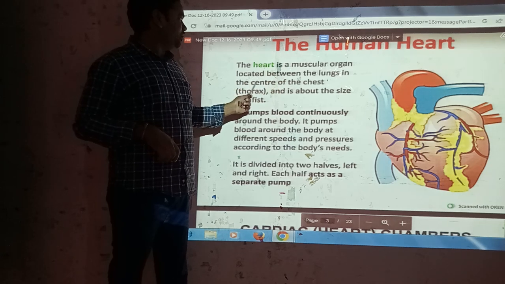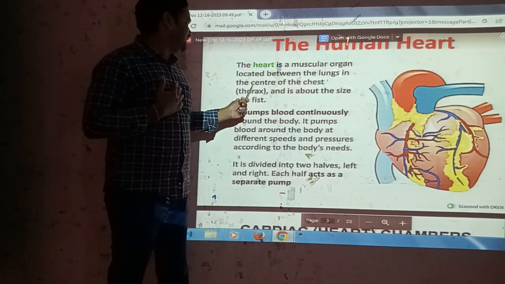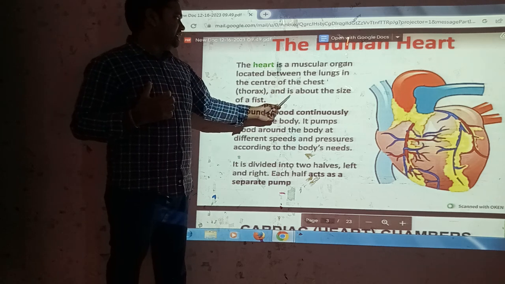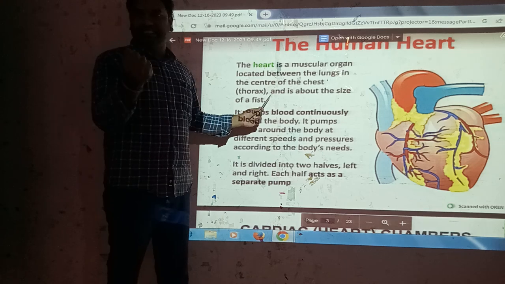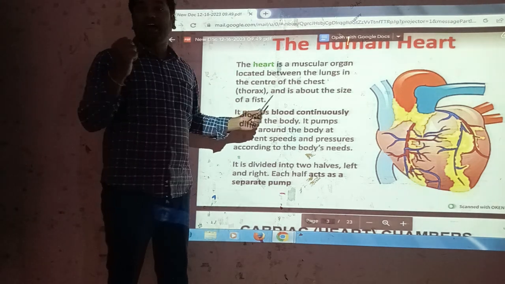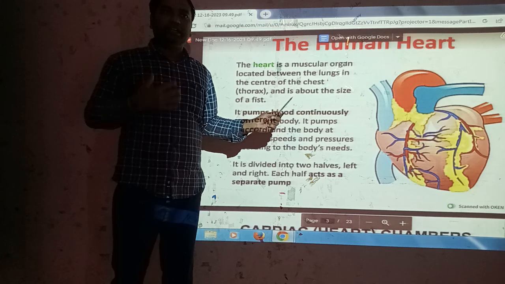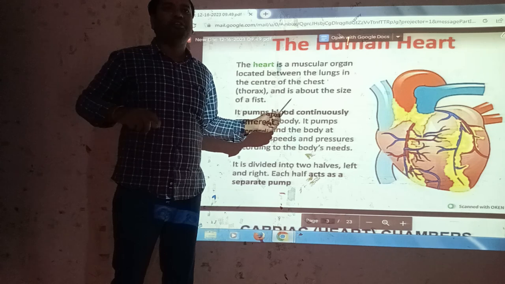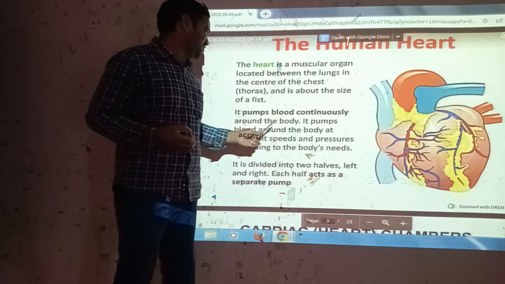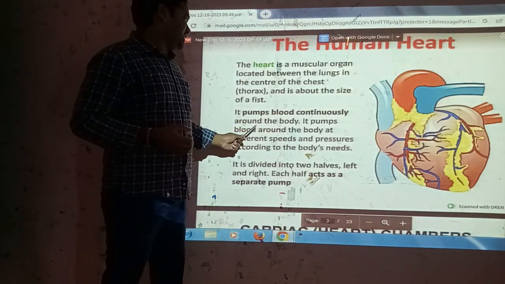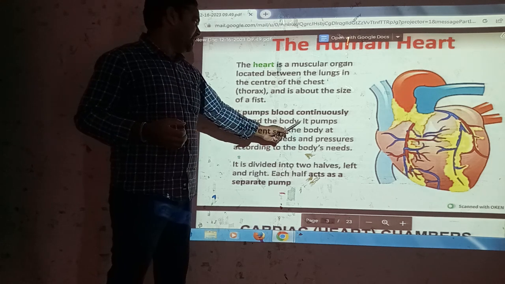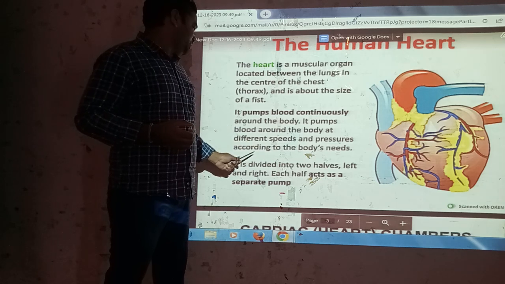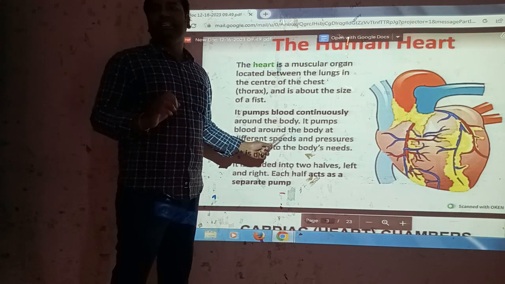The heart is a muscular organ located between the lungs in the center of the chest, in the thorax, and is about the size of a fist. Heart weight, for example: our liver is 1.5 kg, our heart 300 grams, our kidney 120 to 170 grams. Measurements are also very important. It pumps blood continuously around the body, at different speeds and pressure according to the body's needs.